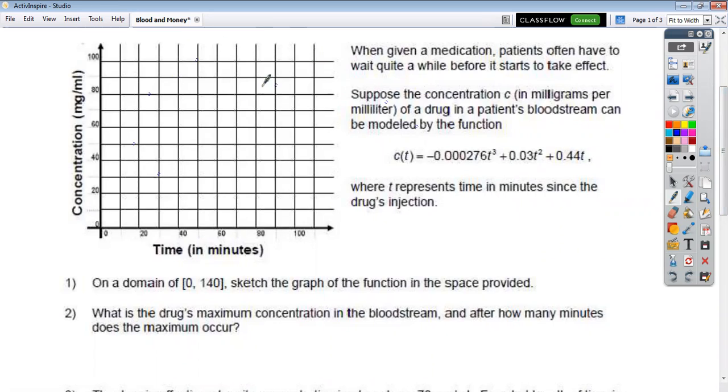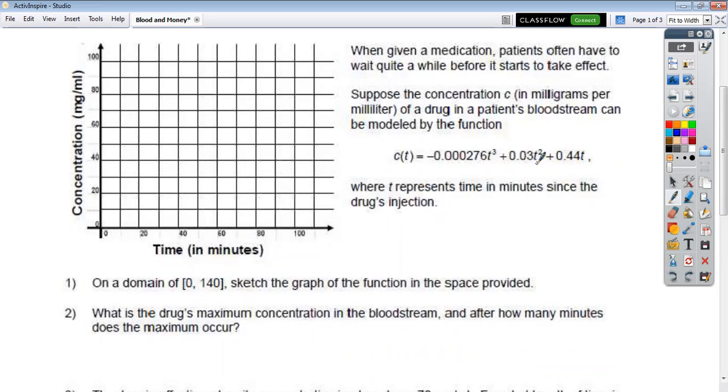Okay, so for blood and money, some patients get a medication. They have to wait a while before it starts to take effect. And so the amount of medication in their bloodstream is here, the time since they took it is here, and this is the equation that you are using to model that. Notice that it is a third degree equation. It's cubic.